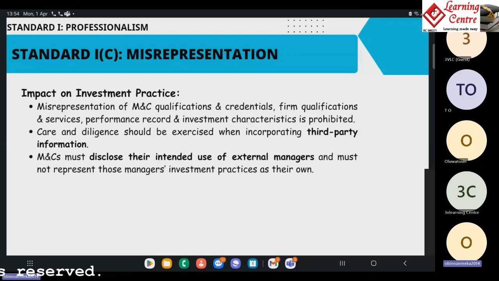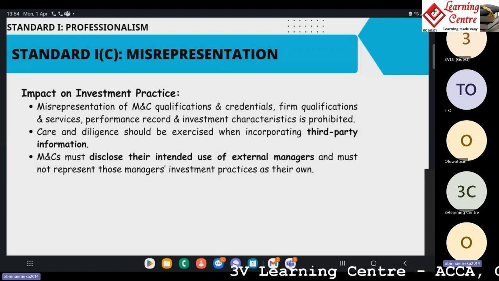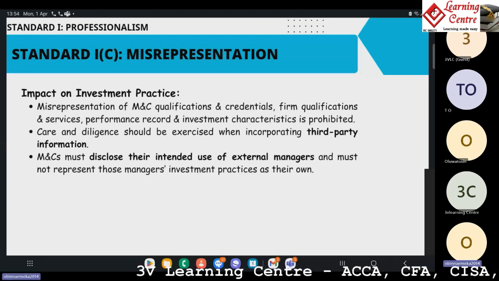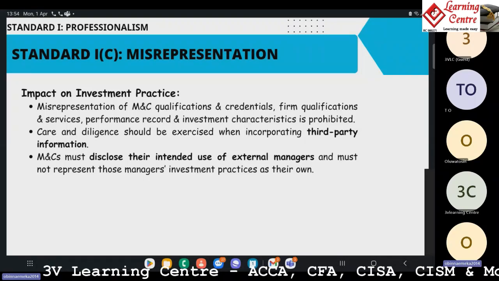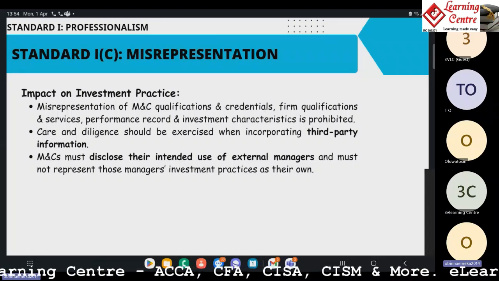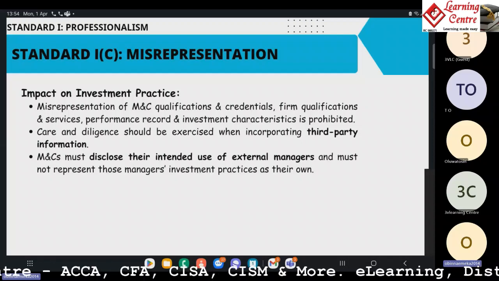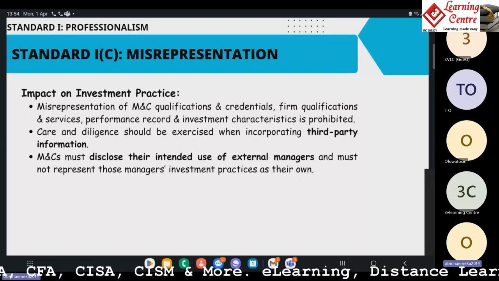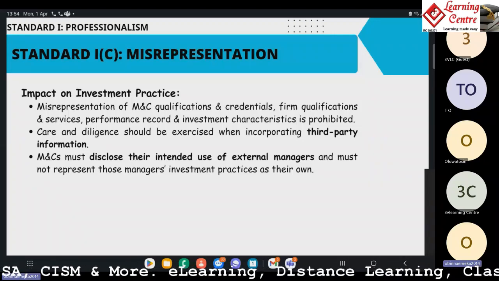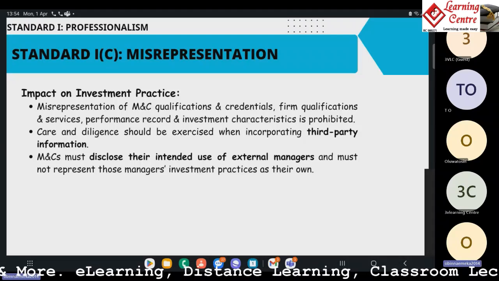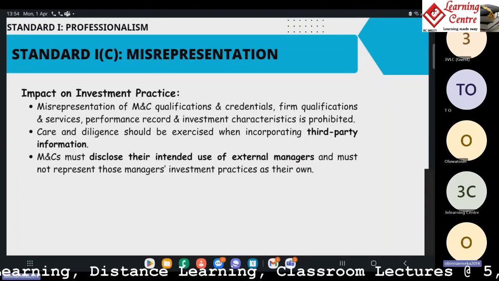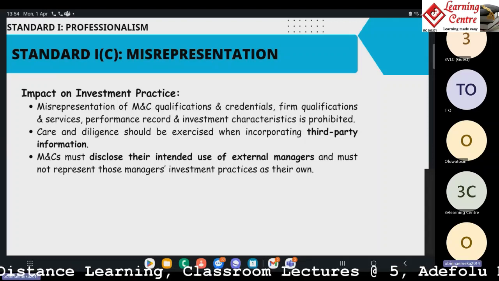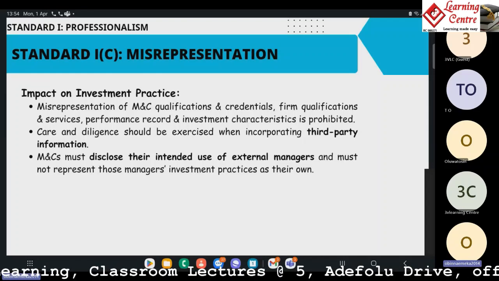Now the standard went ahead to tell us that if you are going to use any third-party information, because sometimes we might need third-party information when we are doing marketing or testimonials, the standard says that you should exercise care and diligence whenever you are incorporating that information. It is to make sure the information is not misrepresented, because if I take information without verifying it and put it in my research, whatever I put it in will also be misrepresented.